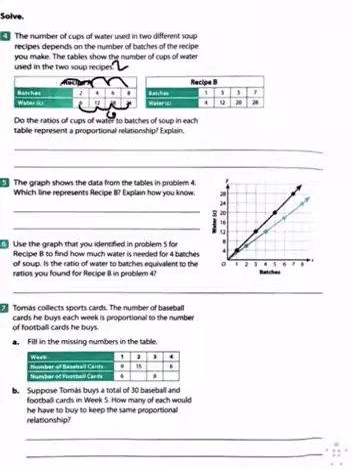So if we go the opposite direction and go down, this would put us at 0, and if we went down 6, that would put us at 0. Recipe A is proportional because it goes through 0, 0.